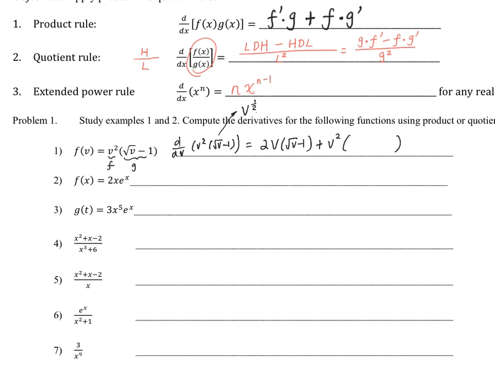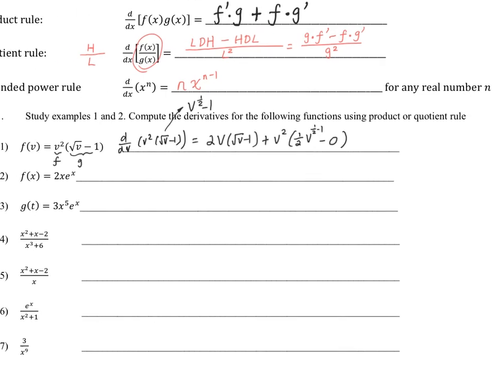So now, when you find the derivative of this guy, let's apply that. You're going to use the power rule: 1/2 v to the 1/2 minus 1, right? Which gives you negative 1/2. And minus, the derivative of 1 is 0. Okay, so this is how we apply the rule.